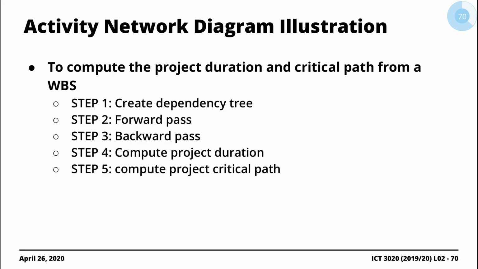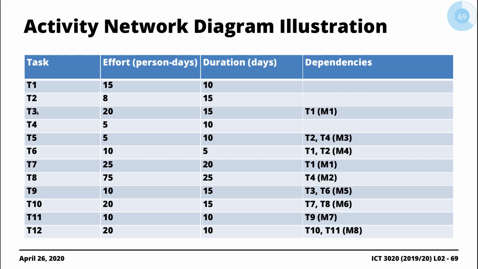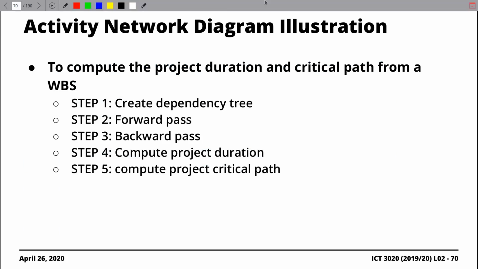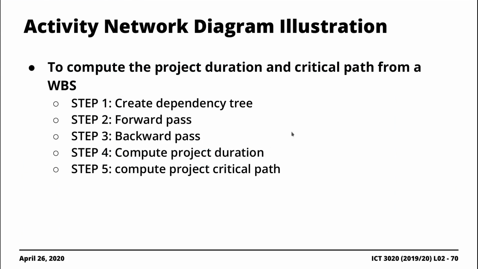So the simple process we're going to use here as we walk through an example of creating a network activity diagram associated with these particular tasks is we'll first of all create a dependency tree for all the tasks. And then we will go through a forward pass so that we can compute the duration of the project.